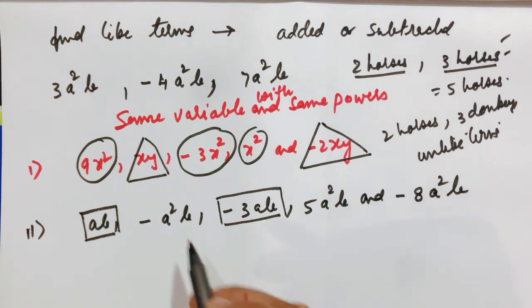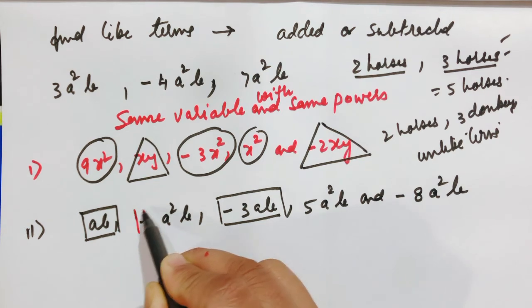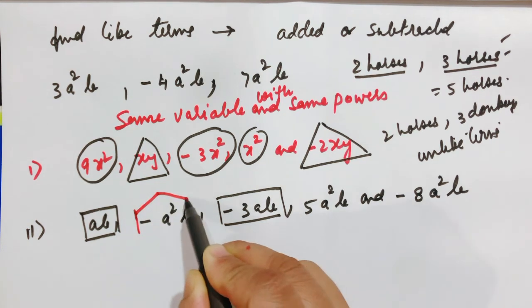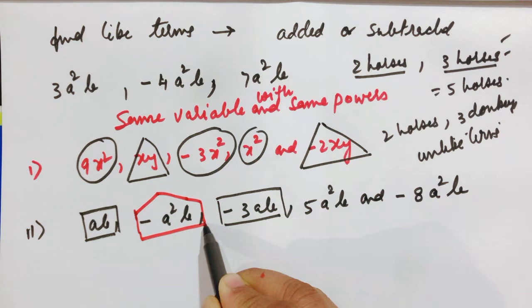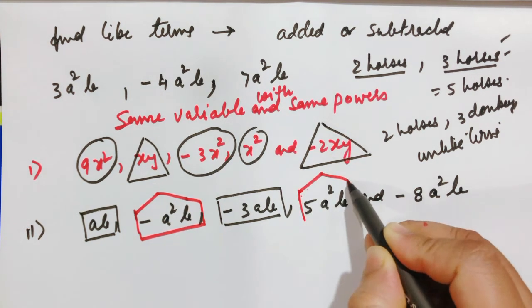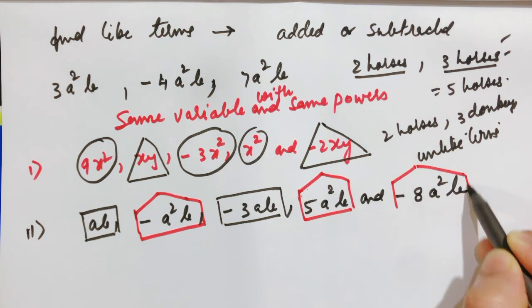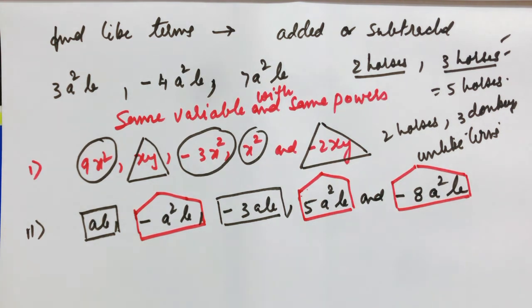What about a square b and minus a square b? So here minus a square b and 5a square b are like terms. So I have grouped them in this particular manner. So these are our like terms and these two are another like term. I hope you have understood this.